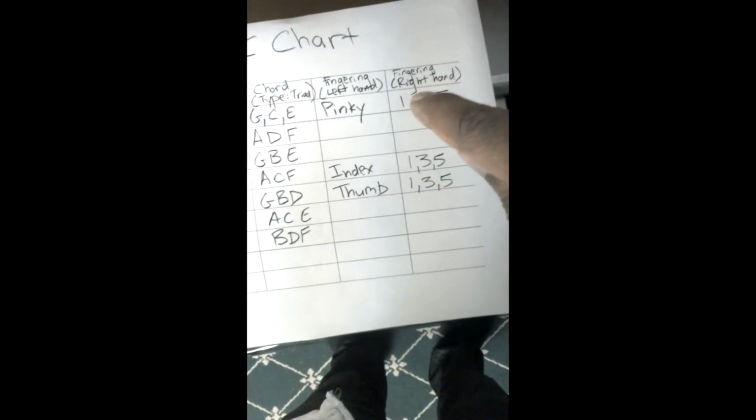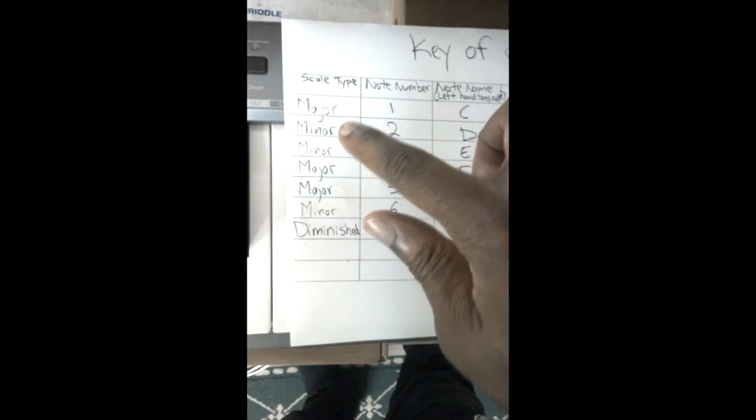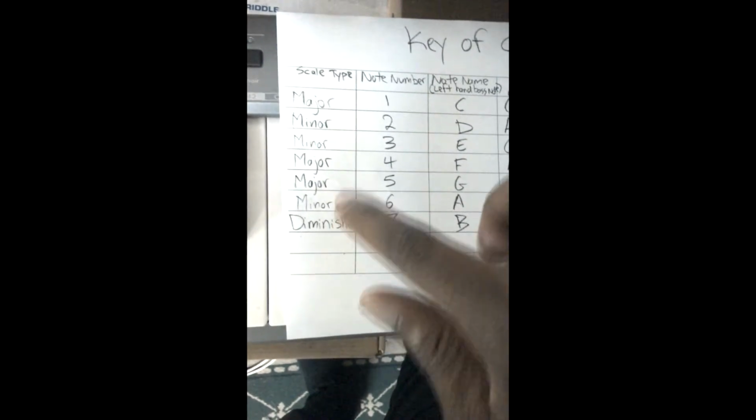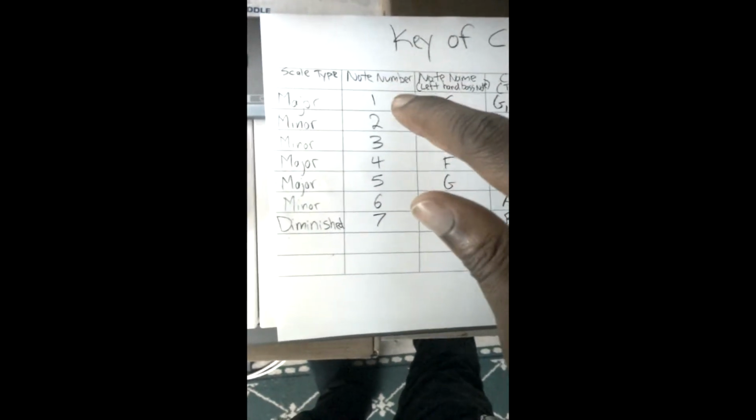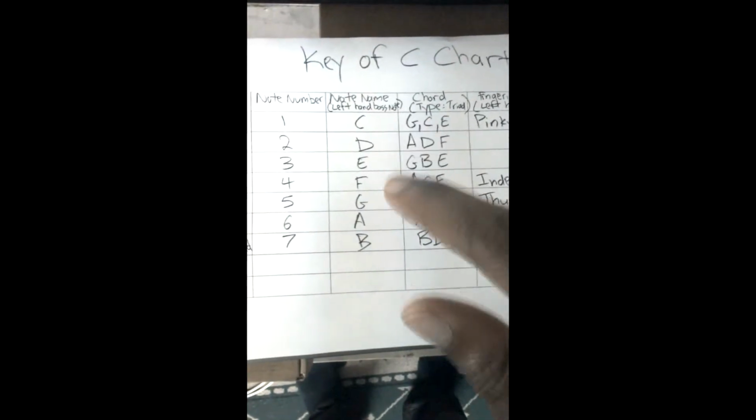And your fingering for your right hand: you always want to use your first, third, and fifth finger on your right hand. This is just telling you what type of scale each note is within the key. This is telling you the number of the notes. Here you got your note names.